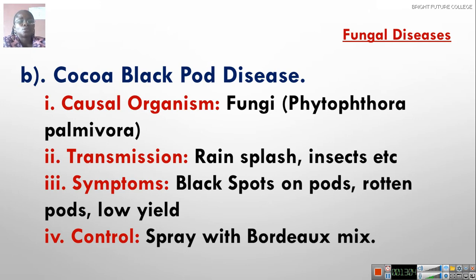How can we control this disease? You spray it with a chemical. The name of the chemical is Bordeaux mixture. Bordeaux mixture.